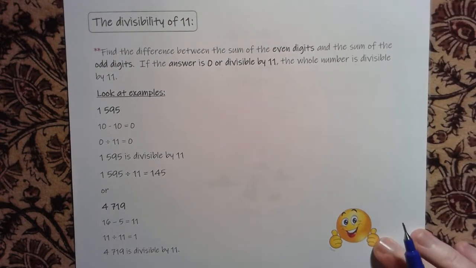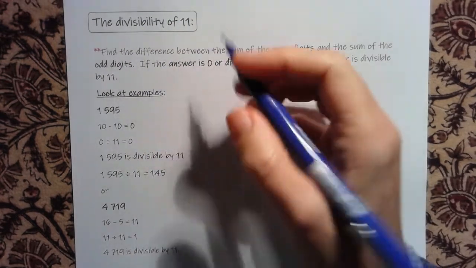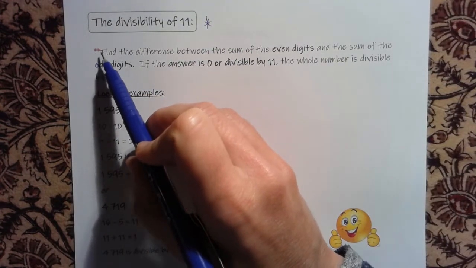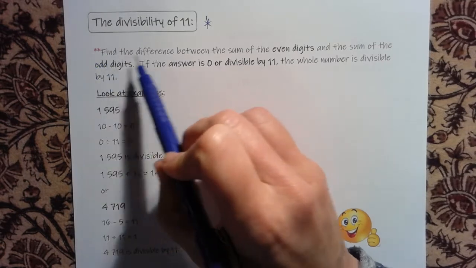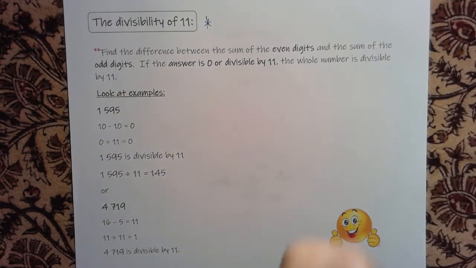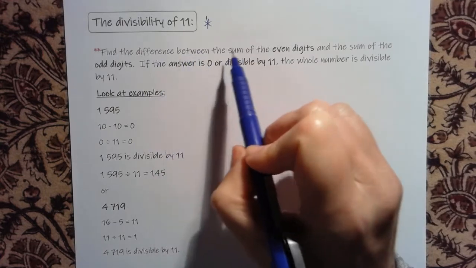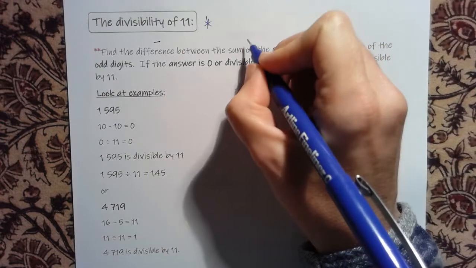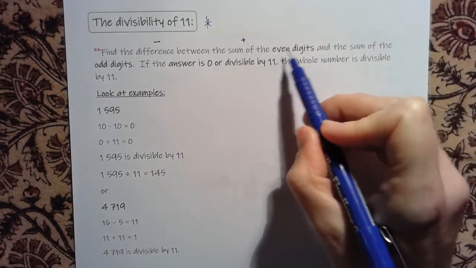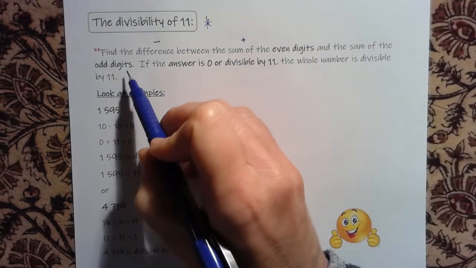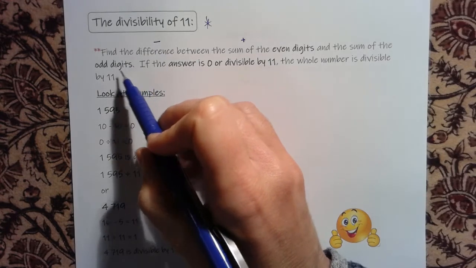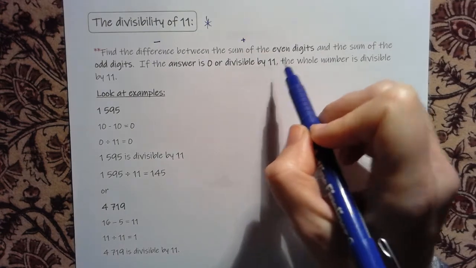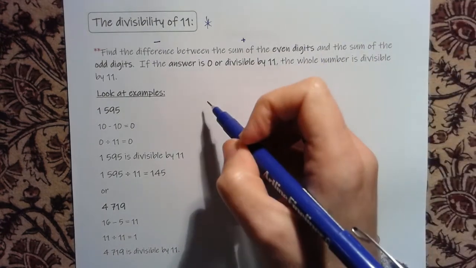Divisibility of 11. This one is also one that you need to pay attention to and listen to very carefully. You can see there are 2 stars here, which tells you that I've just changed the sentence a little bit. Find the difference between the sum, so difference meaning minus, between the sum of, so you have to add the even digits and the sum of the odd digits. Okay, lots of words in the sentence. If the answer is 0 or divisible by 11, the whole number is divisible by 11.